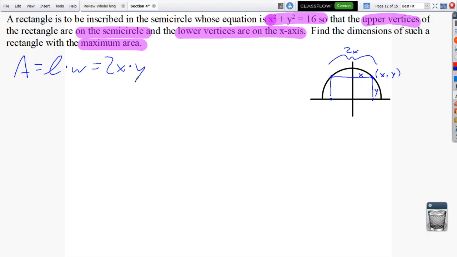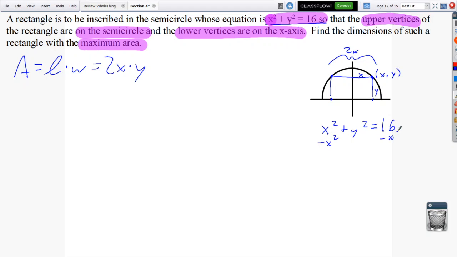Okay, so now I have drawn and labeled the picture. I have assigned variables. I've written my equation. The only thing left before I do calculus is to get this equation down to one variable. And to get this equation down to one variable, I need to use this guy right here, where I have x squared plus y squared is equal to 16. Solve that for one of the variables. Again, I just think y is prettier, so I'm going to solve it for y.